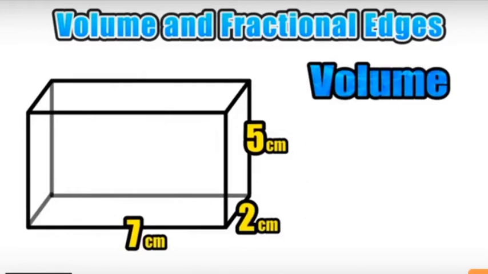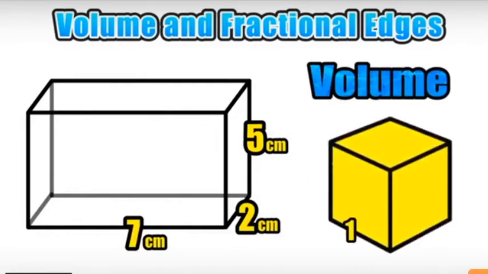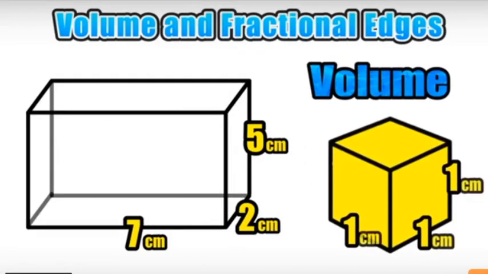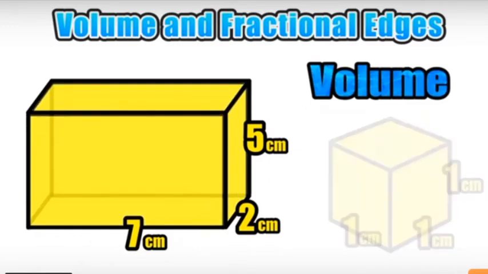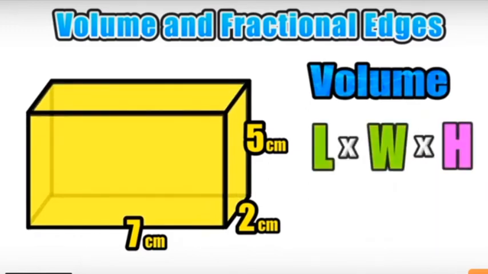So now let's go ahead and try another example of finding the volume of a rectangular prism. Now in this case, our units are centimeters, so we want to figure out how many 1 centimeter unit cubes it would take to fill this figure from bottom to top. So let's go ahead and use the volume equals length times width times height approach. So in this example, the length and width are represented by 7 centimeters and 2 centimeters, and the height is represented by 5 centimeters.